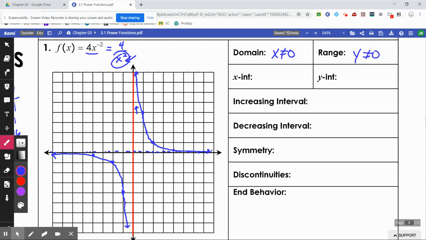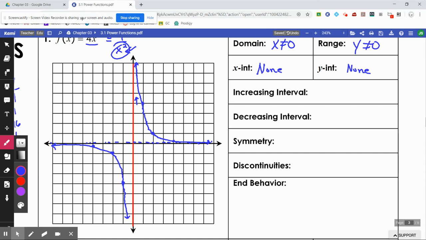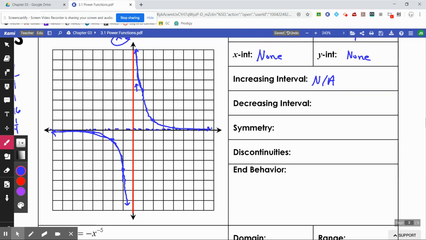My x-intercept and my y-intercept: there are no x-intercepts and there are no y-intercepts on this graph. Increasing intervals: my graph decreases on this side, and then it jumps up here and starts decreasing again. So there are no increasing intervals, not applicable. My decreasing intervals: it decreases from negative infinity up to 0, and then it jumps up here. Now, you've got to be careful. You can't say it decreases from negative to positive infinity, because it doesn't. It decreases from negative infinity to 0. Then it jumps up at 0 and starts decreasing again, so it also decreases from 0 to positive infinity.